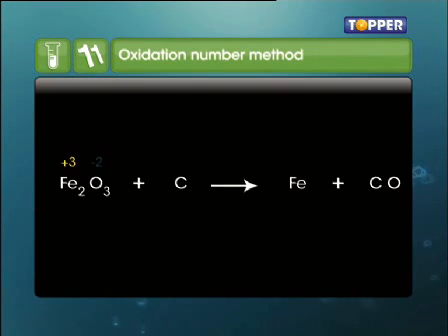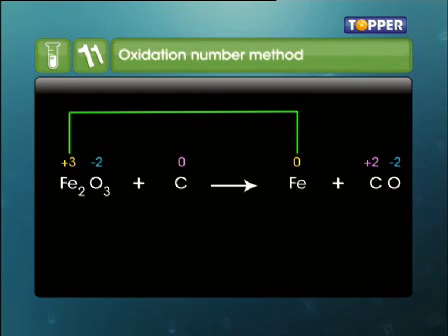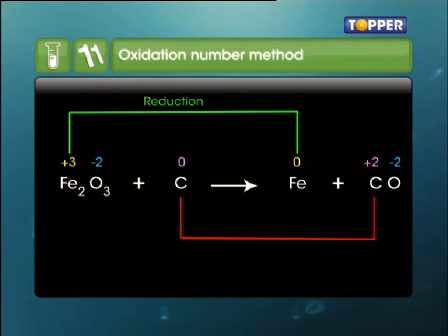The first step is to calculate the oxidation number of each element on the reactant and product side. Now, identify the oxidation and reduction reaction. Since the oxidation number of iron is decreasing from plus 3 to 0, it is reduction. And since the oxidation number of carbon is increasing from 0 to plus 2, it is oxidation.